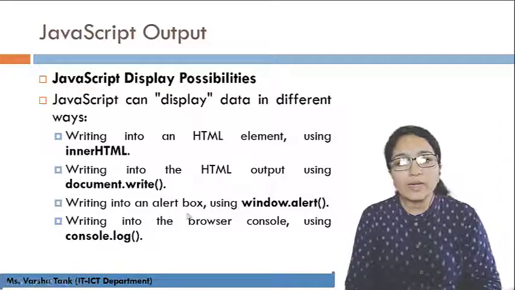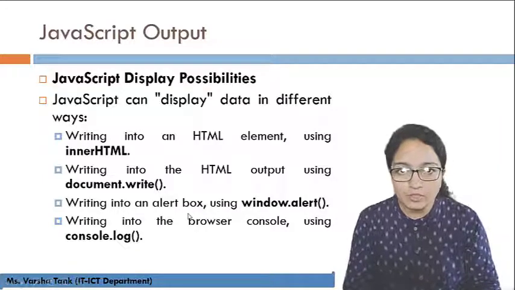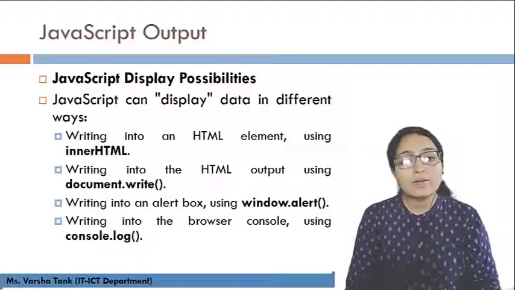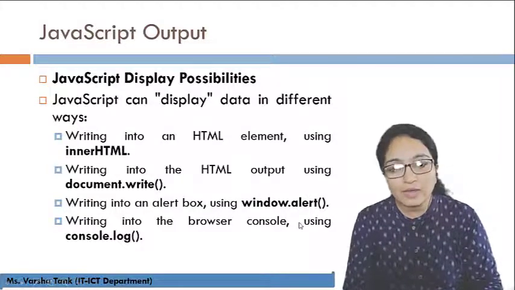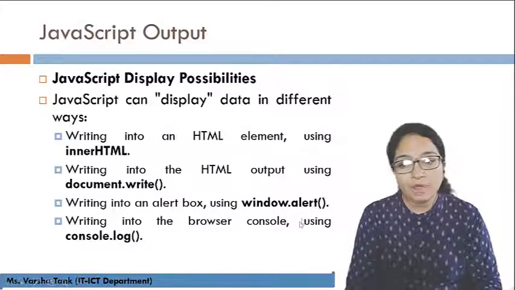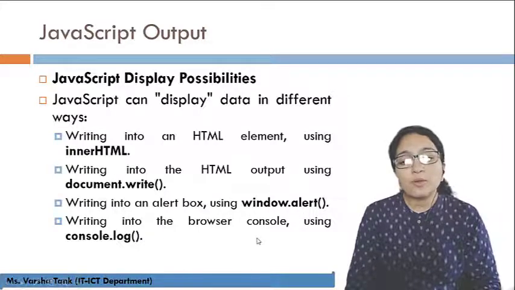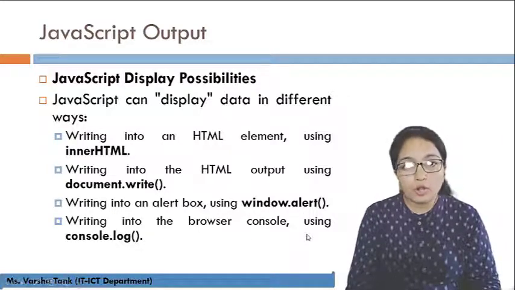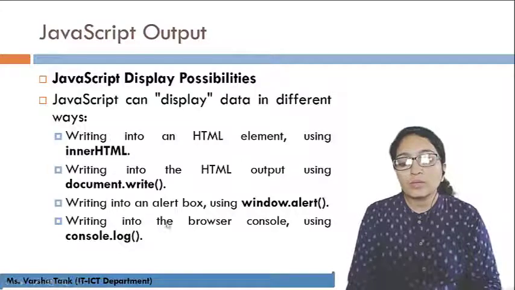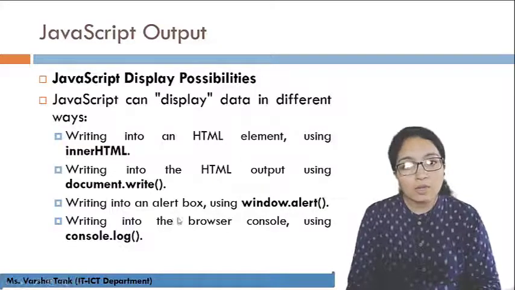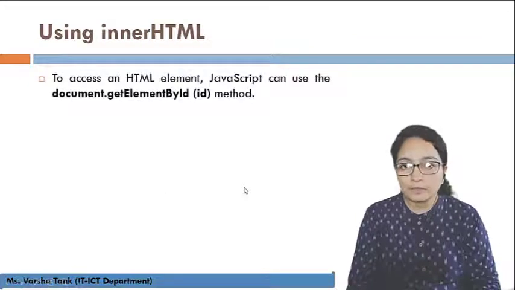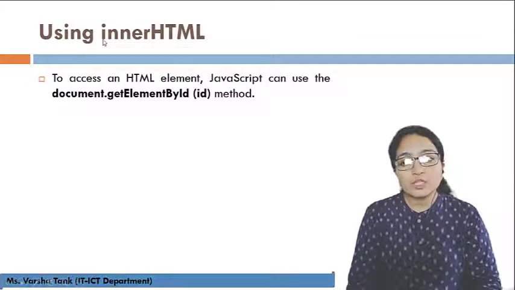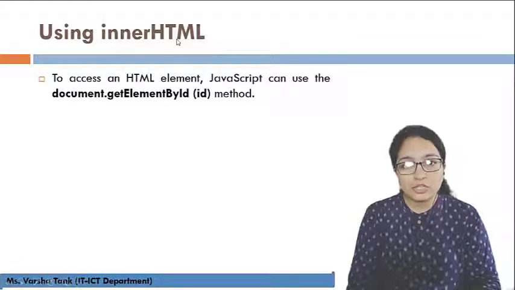Then writing into an alert box: you can define an alert box also, using window.alert, where window is the object and alert is its method. Using that also you can display the output. Then writing into the browser console using console.log, so you can show the output in the console also. These are the different ways of displaying output. Now let's see the first one, using innerHTML.